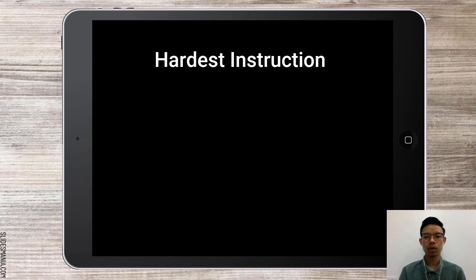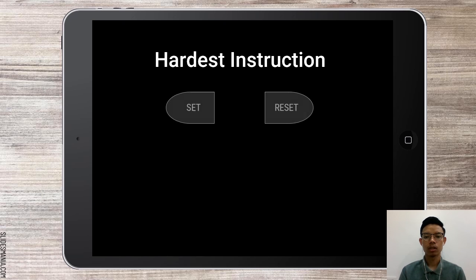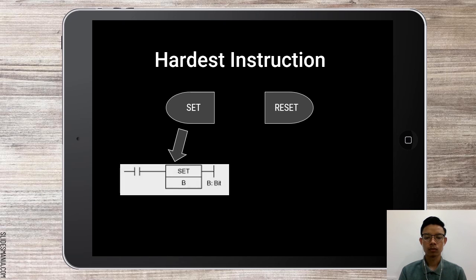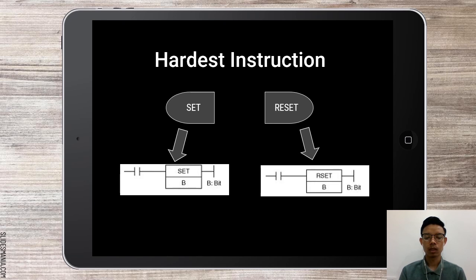Now, I will talk about the hardest instruction. So, for me, the hardest instruction is the set and reset instruction. Set and reset is one of the sequence output instructions. Other examples of sequence output instructions are keep and output. So as you can see, this is the symbol of set, and this is the symbol for reset.